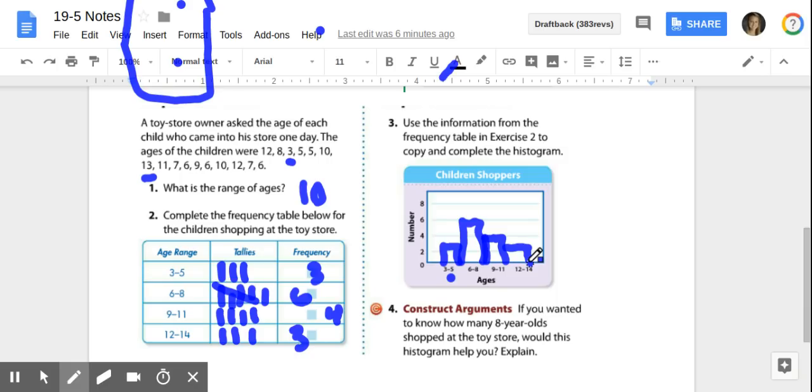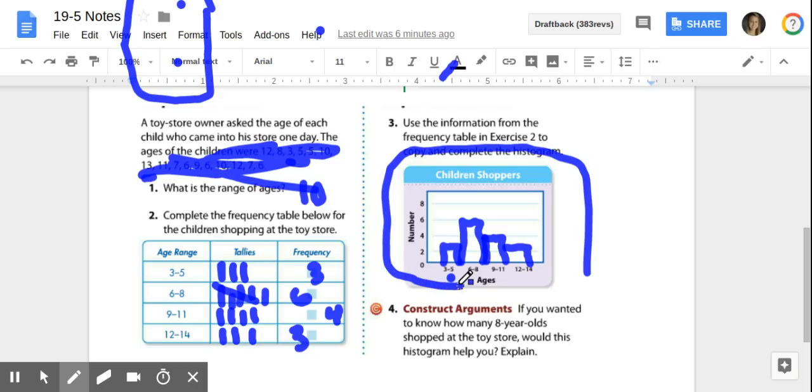Okay, on number 4, it says, if you wanted to know how many 8-year-olds shopped at the toy store, would this histogram help you? So pretend like this was never given to you. You were never told the exact age of every single child. Pretend this is all that you were given. The downfall of histograms is that they don't give you specific enough data. You can't tell by looking at this exactly how many 8-year-olds there were. You can tell how many 6 to 8-year-olds there were, but you can't tell exactly how many 8-year-olds there were. So go ahead and copy all of this down and glue it into your notebook.